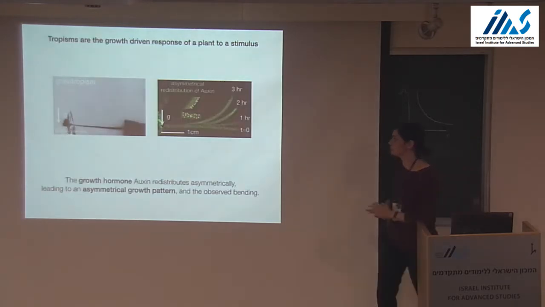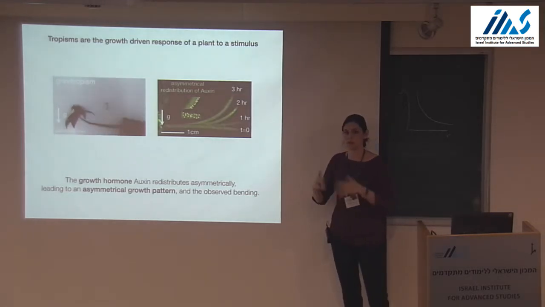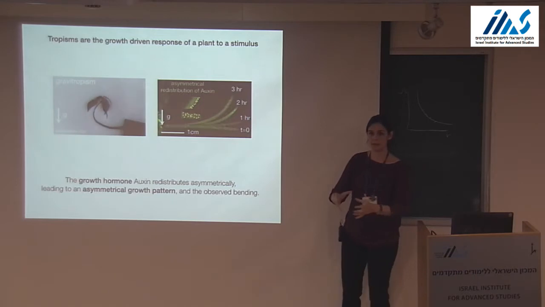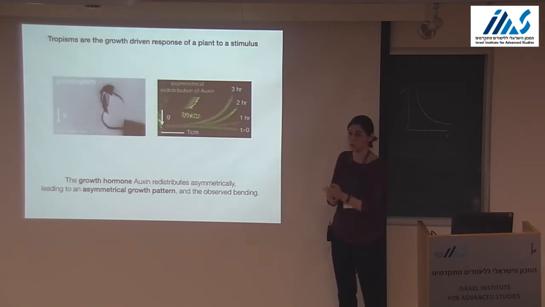So first of all, I want to define tropisms. Tropisms are the growth-driven response of a plant to an external stimulus. It can be light. This is phototropism. This is when you put a plant next to a window, and you'll see that it senses that the direction of light comes from here, and it will grow towards it. This is the more known one.